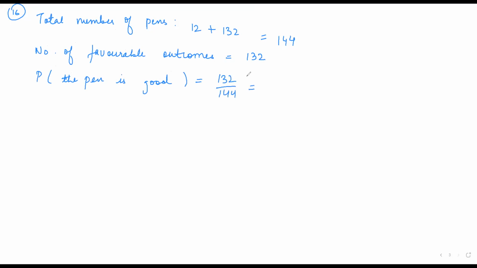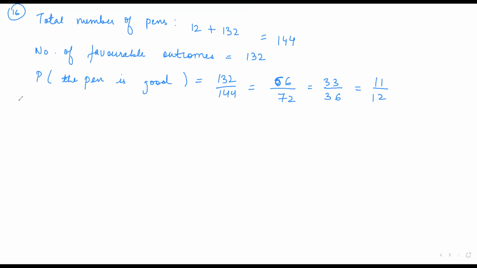Then you can divide this by 2. 2 into 6 is 12, and then 66. 2 into 7 is 72. And then again by 2, you get 33 divided by 36. Then by 3 you can do it, so 11 divided by 12. That is the answer. Right?